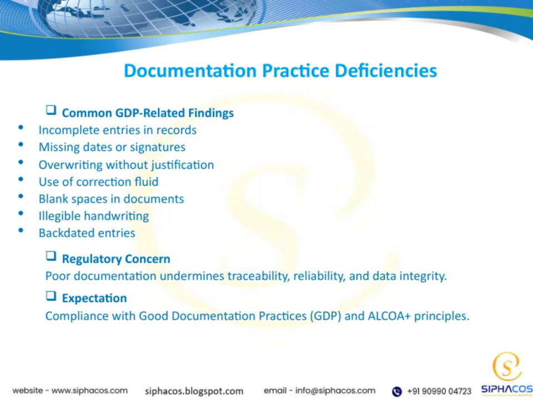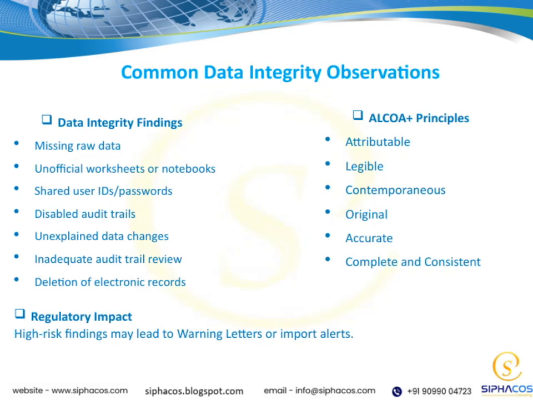This is why adhering to good documentation practices, or GDP, along with ALCOA plus principles, is essential. They help ensure our records are complete, accurate, and trustworthy. Ultimately, maintaining high standards in documentation supports the overall quality and compliance of our operations. Now, let's take a closer look at some common data integrity observations that can come up during audits or reviews.